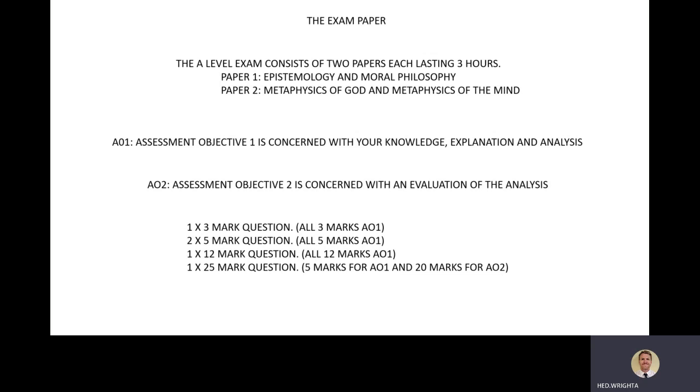The 25-mark question. Now, only 5 marks are for assessment objective 1. 20 marks is for assessment objective 2. So the vast majority, these are half the marks. Now, the vast majority for this question is going to be you evaluating the analysis that you've already put in place. There's only 5 marks for AO1. Okay, so we have to bear that in mind when we're looking at the mark scheme, and that's really, really important, but we'll come to that later on.